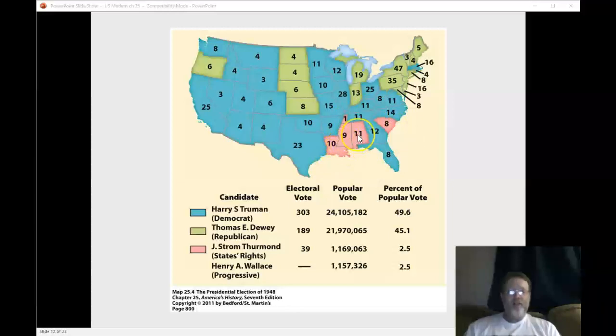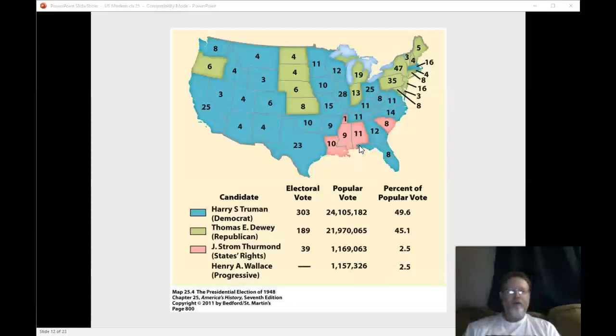So when you see these pink states here, you might think those would have gone for Truman. Not necessarily. Possibly some of these might have gone for Dewey, because this is really where it starts to change in the southern states, where they start to switch from the solid Democratic South to Republican. And today, of course, these are solidly Republican states. So it's all part of that whole flip between the Republican and Democratic parties.